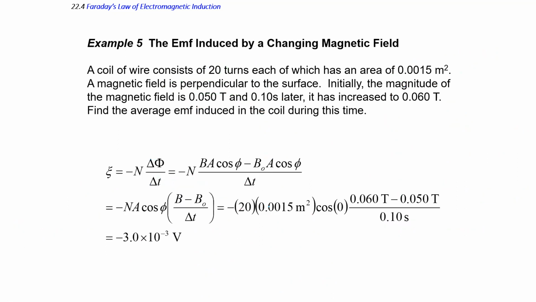And so we do that calculation. All right, cosine 0 is 1. We have N and we have A, and then we do the B final minus B initial. And what we get is a coil like this, a reasonable magnetic field. This is quite larger than the Earth's magnetic field. You get about 3 millivolts.